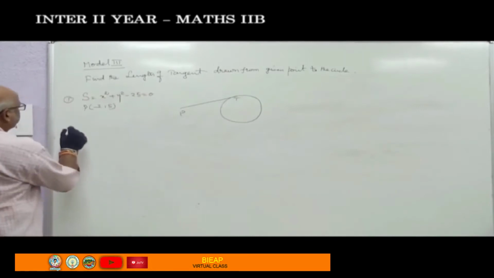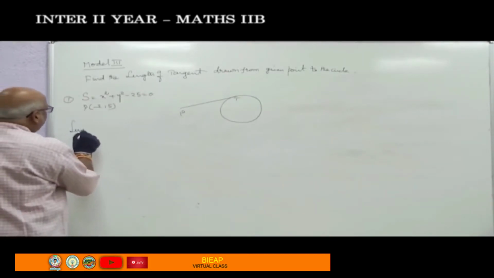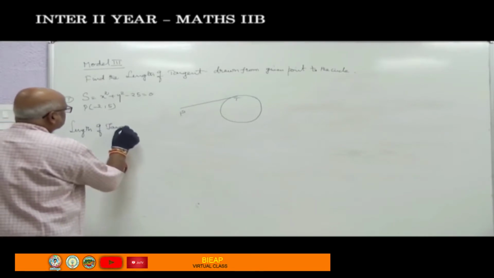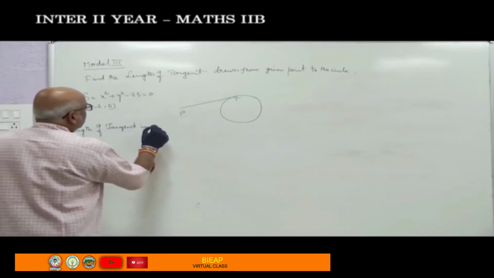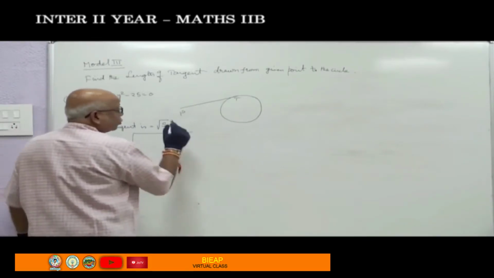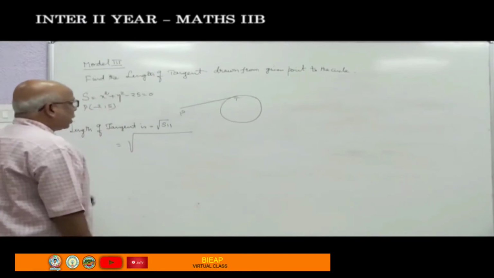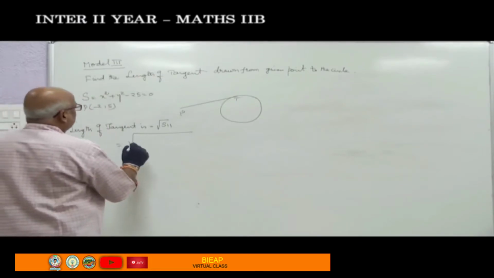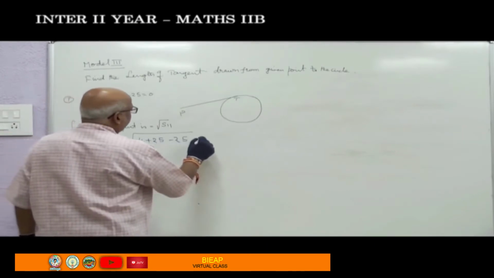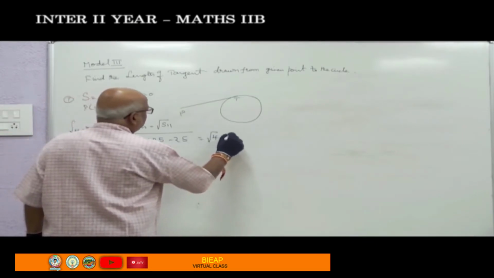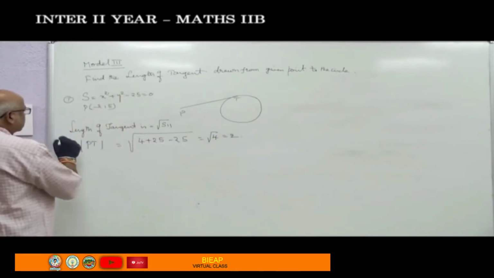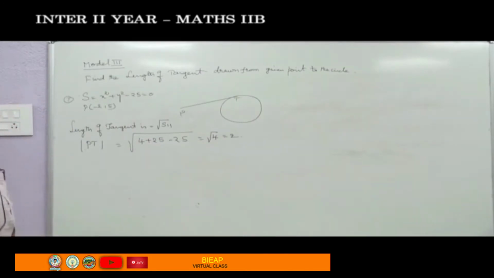For that, the supporting formula is length of tangent is root S11. How to find out root S11 value? Directly you substitute and obtain square root of that one. 4 plus 25 minus 25. Root 4. What is root 4 value, sir? 2. PT equal to 2. That is length of the tangent.